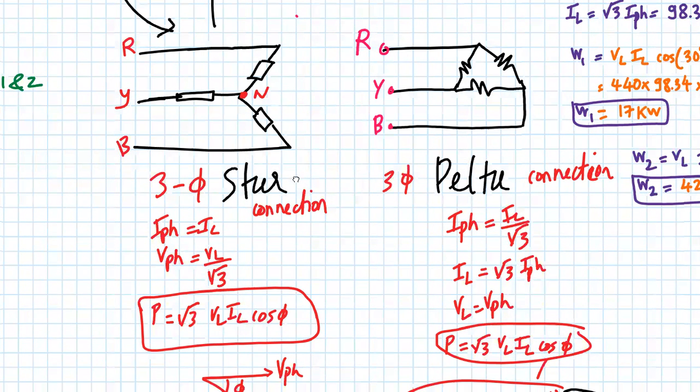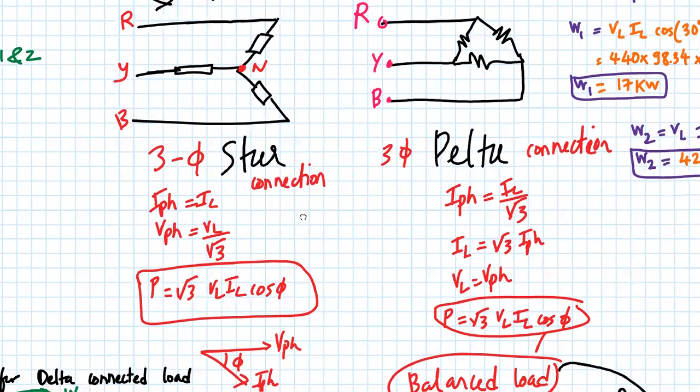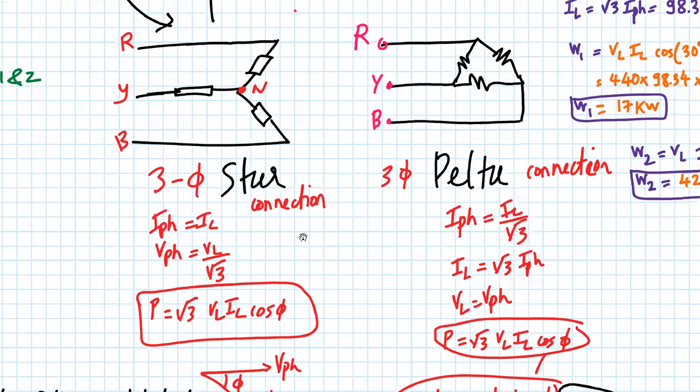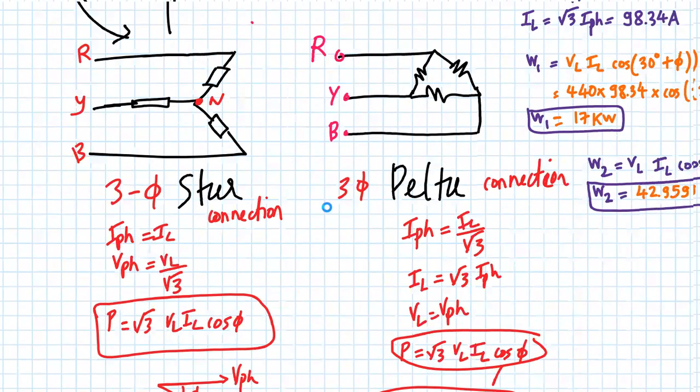In this case, my phase current and the line current will be the same. Please note it down, it is a very important point. And my phase voltage will be equal to line voltage divided by root 3. The total power in this three-phase star connected load will be given by square root of 3 VL into IL into cos phi, where cos phi is the power factor.